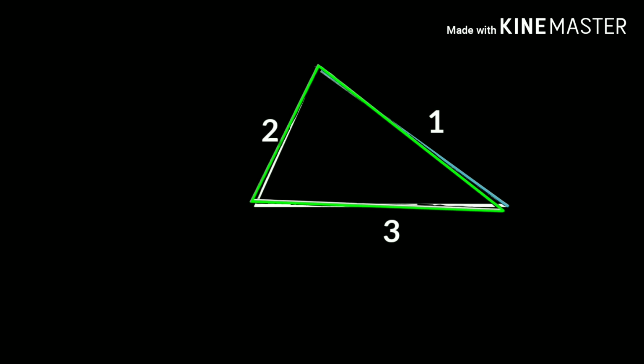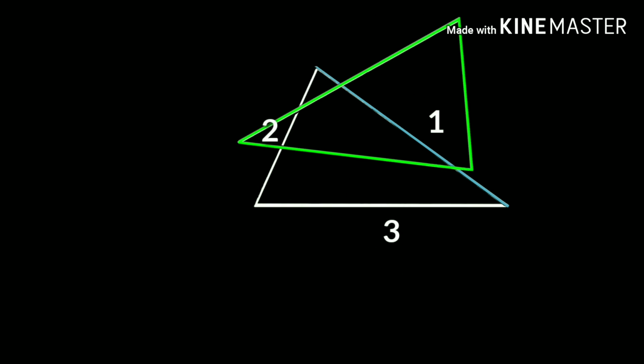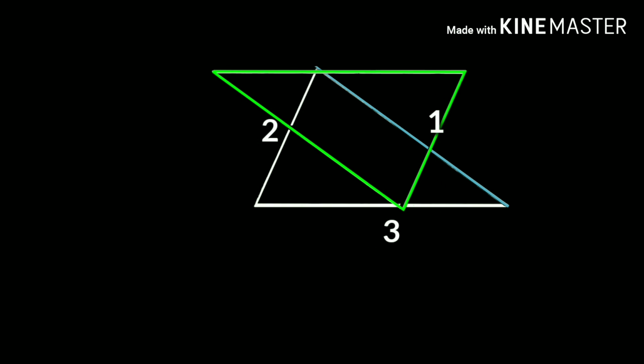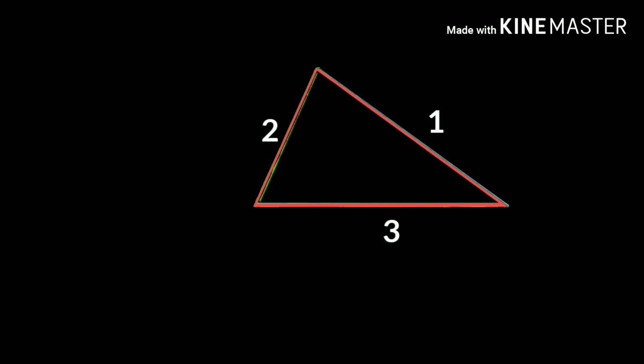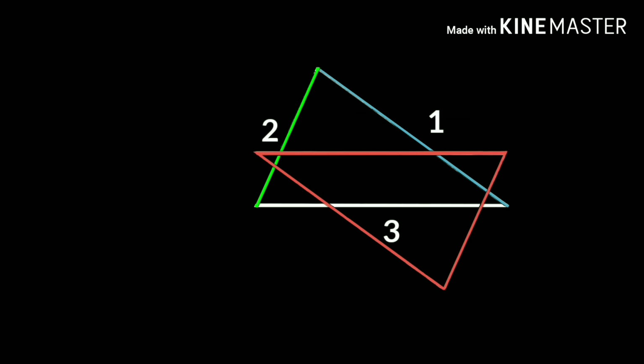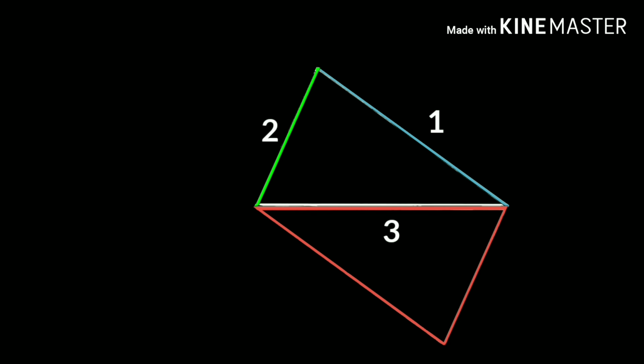Now let's take another copy of this triangle and rotate it by 180 degrees and then paste it such that the side congruent to side 2 coincides with side 2 of the original, and this results in the formation of a parallelogram with side 2 as one of its diagonals. Now let's take another copy of this triangle and repeat the same process, but this time we will paste it along side 3 of the original, and this results in the formation of a parallelogram with side 3 as one of its diagonals.